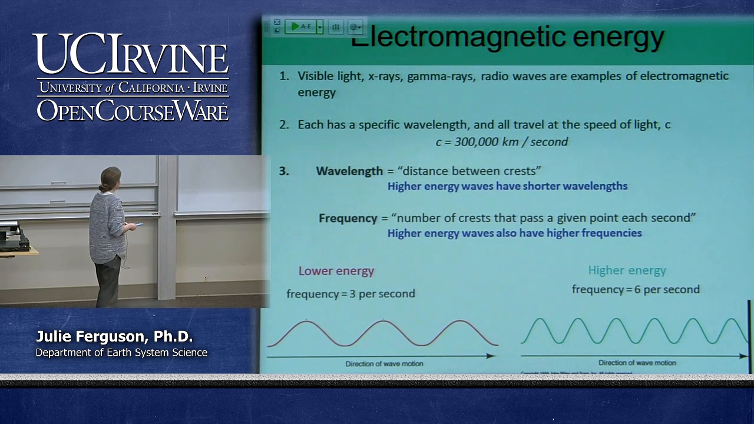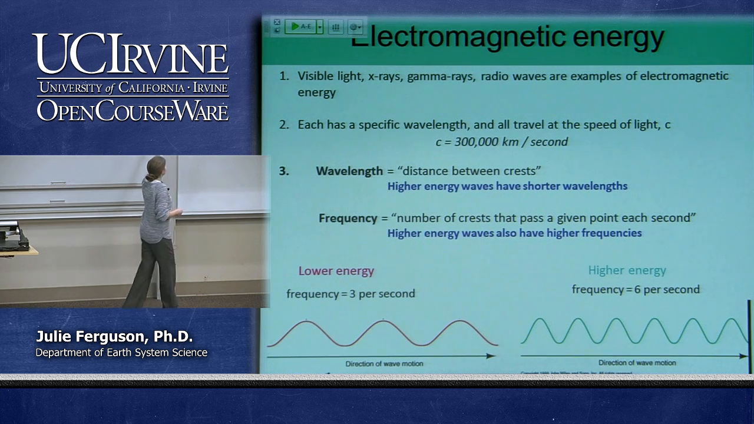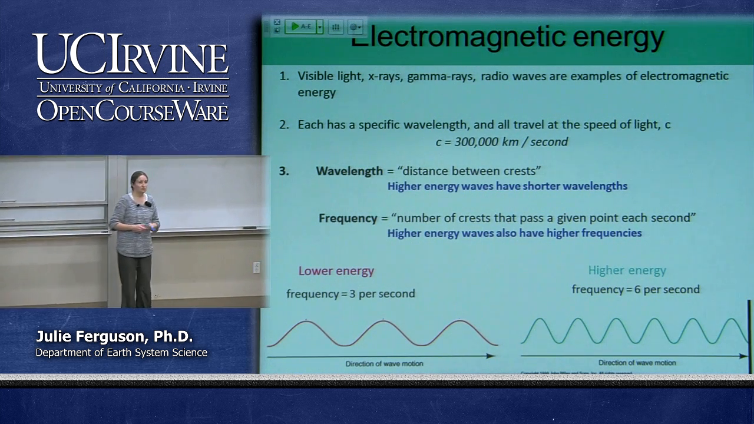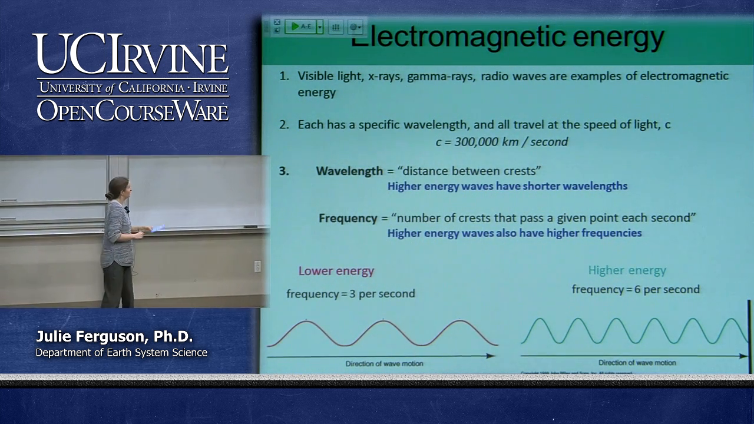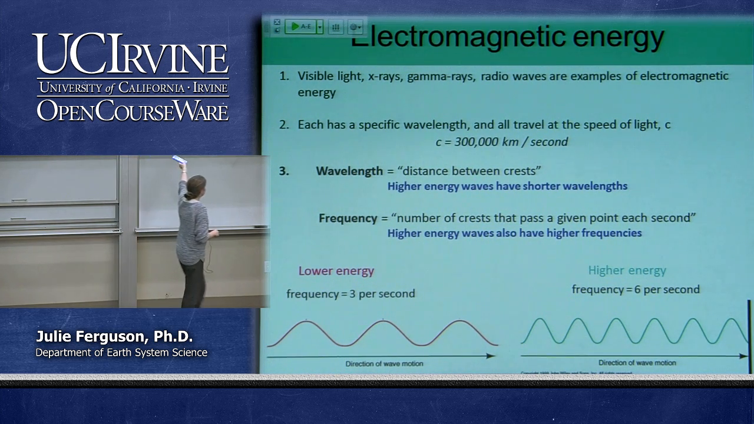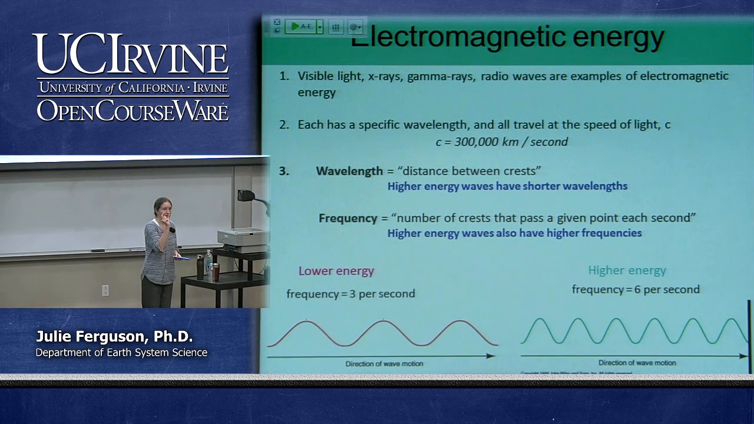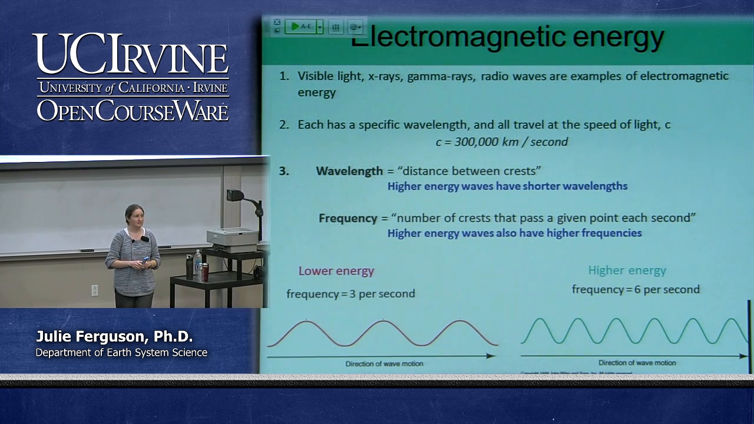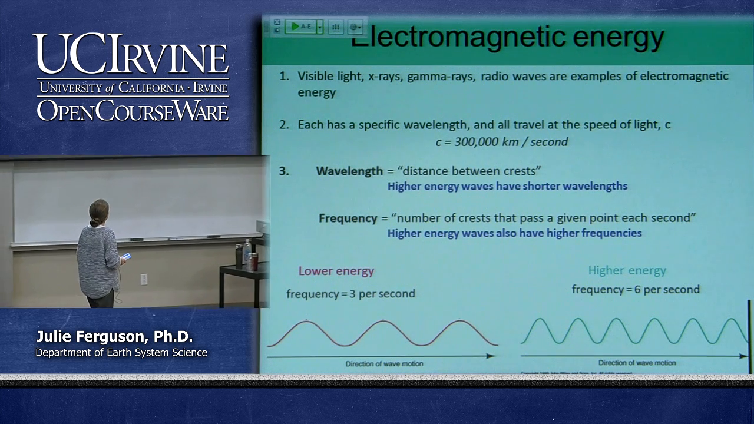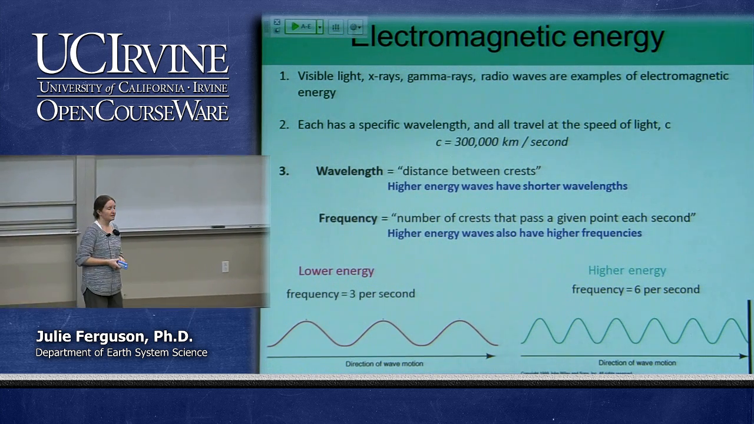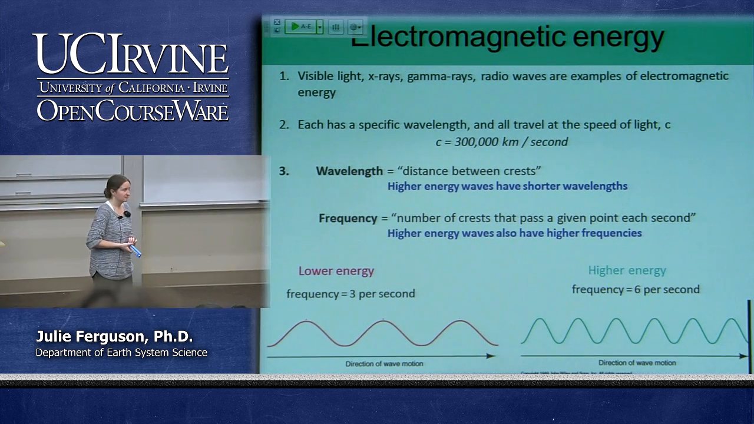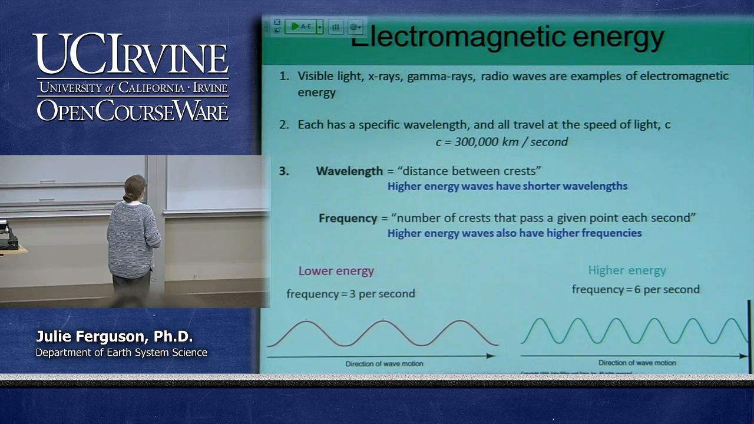And wavelength is really just saying, if I look at the top of that wave, how far is it to the top of the next wave? That's our wavelength. So you can see that my waves on the left-hand side here are longer wavelengths than my waves on the right-hand side, which are closer together. Those peaks are closer together. Okay? And so higher energy waves have shorter wavelengths. Higher energy waves have shorter wavelengths.